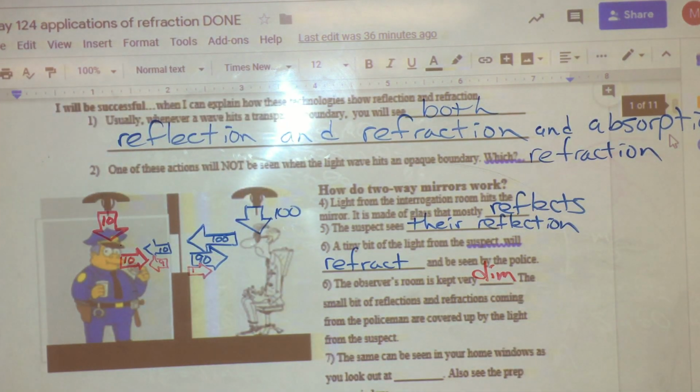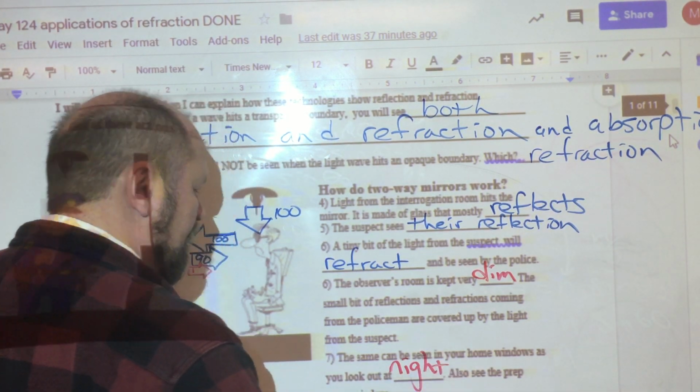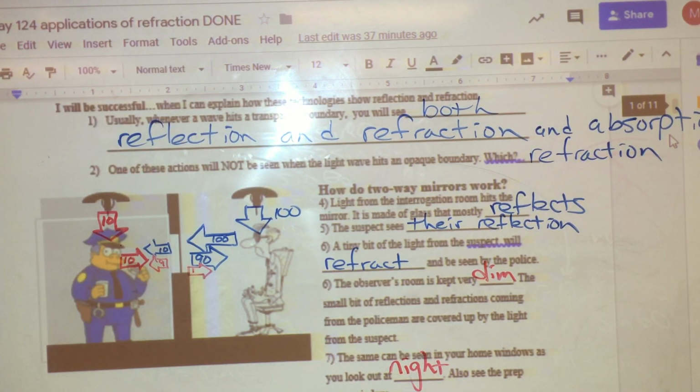The small bit of reflections and refractions coming from the policeman are covered up by the light from the suspect. The same can be seen in your home windows as you look out at night. When you're inside the house looking out your window at nighttime, there's very little light coming from the outside coming in. However, there's a lot of light reflecting off the window from your face. And so as you look out the window, it looks more like a mirror.